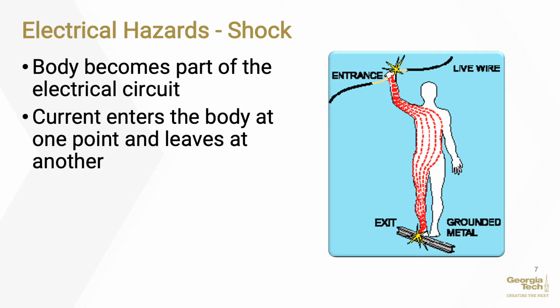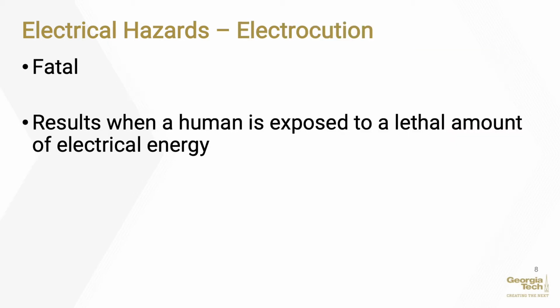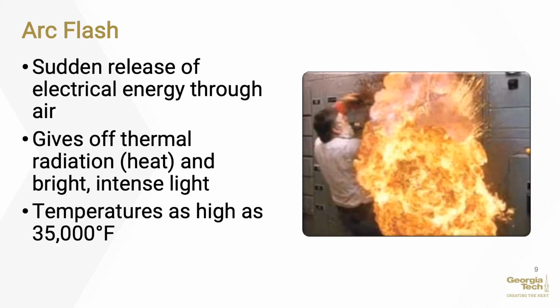Electricity travels in closed circuits, normally through a conductor, but sometimes a person's body, an efficient conductor of electricity, mistakenly becomes part of the electric circuit. This can cause an electrical shock. Current enters the body at one point and leaves at another. Electrocution is fatal. It means to kill with electricity. Electrocution results when a human is exposed to a lethal amount of electrical energy.